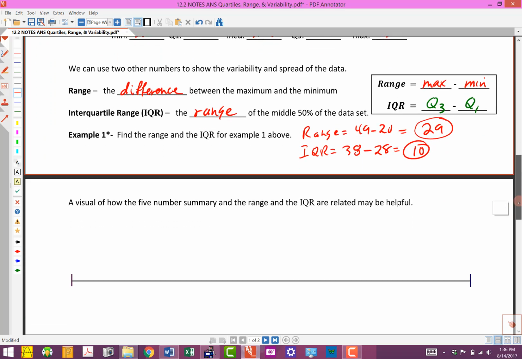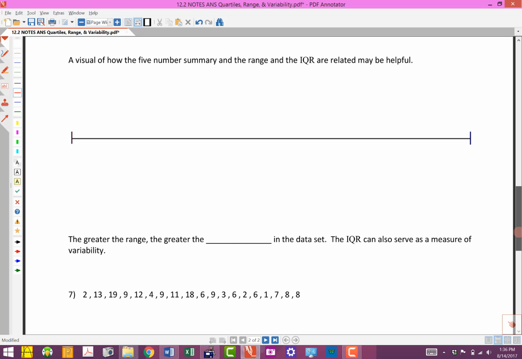I'm going to flip this page over, and let's take a look at this problem right here. Sometimes visualizing how things work and how things fit together is a really helpful thing, and that's what we're going to do now. So we're going to do a visual of how the 5-number summary and the range and the interquartile range are related.